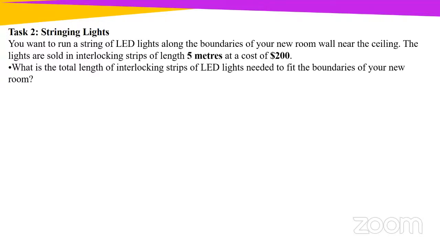We're looking at the total length of interlocking strips. What do we need to find to solve this problem? What do we need to find? In order for us to solve this problem, what do we need to know? How many LED lights you want? All right, so we need to know how many LED lights, but in order for us to find out, what's the first thing that we need to be able to find, boys and girls?